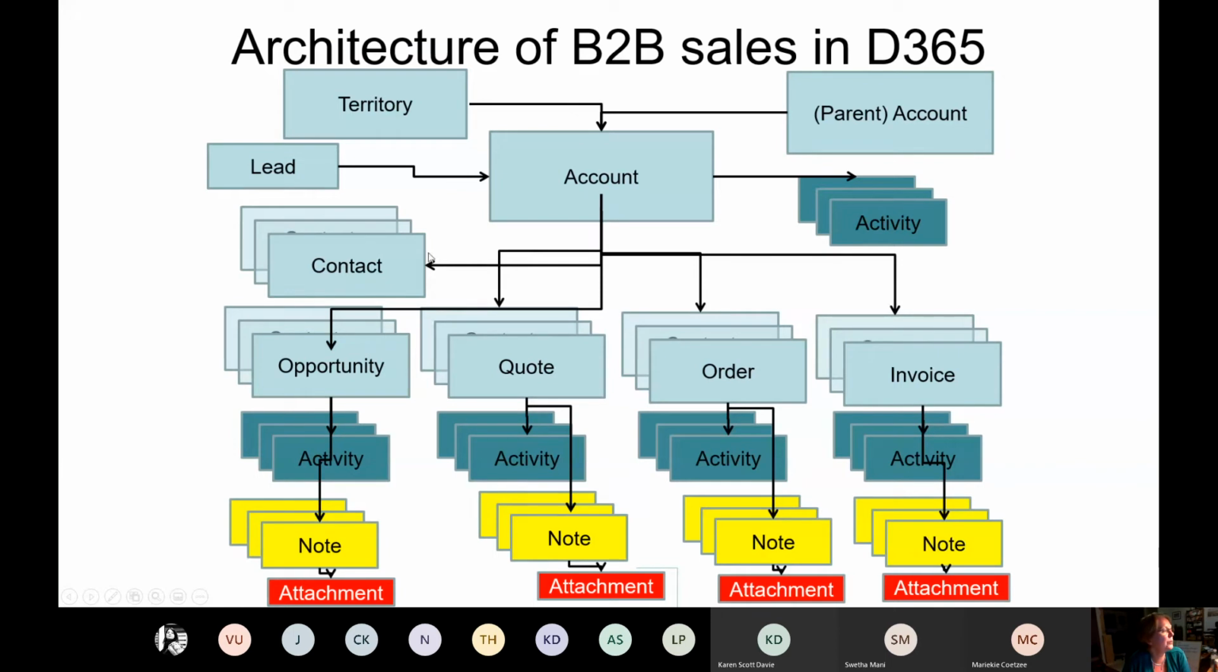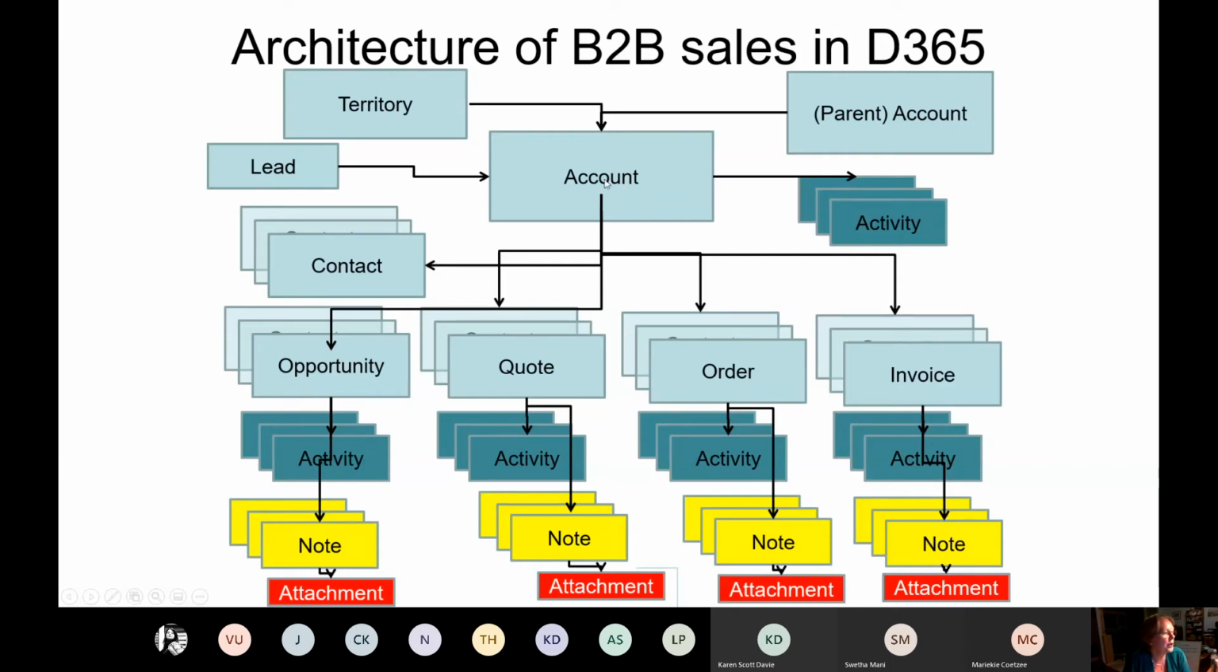Hanging off the account, we've then got many, that's why there's 3 of them, contacts. So there are many people inside this account that the organization deals with. Then we've got how we track the sale. So we've got many opportunities, many quotes, many orders, and many invoices.